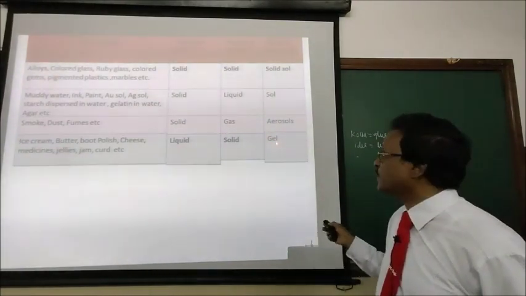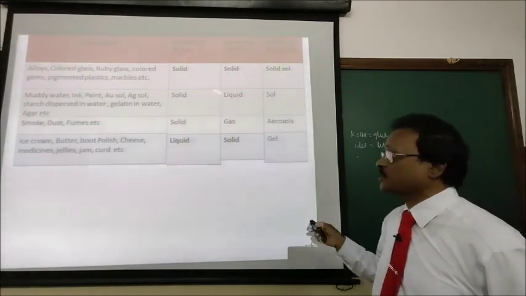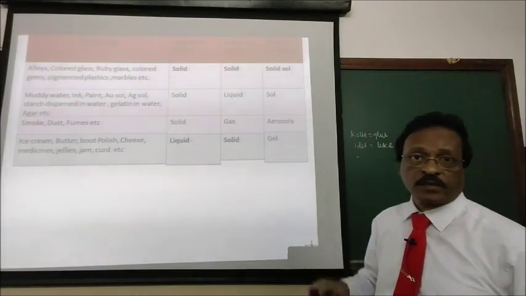This is also important. They ask the name of the system. You have to choose what the dispersed phase and dispersion medium are, or they give the example and you have to choose what the dispersed phase and what the dispersion medium is.